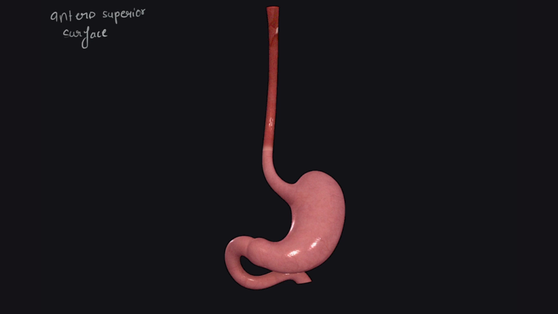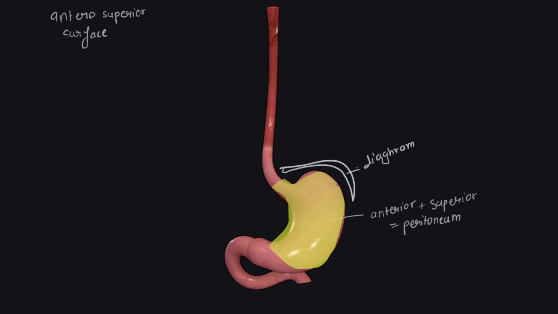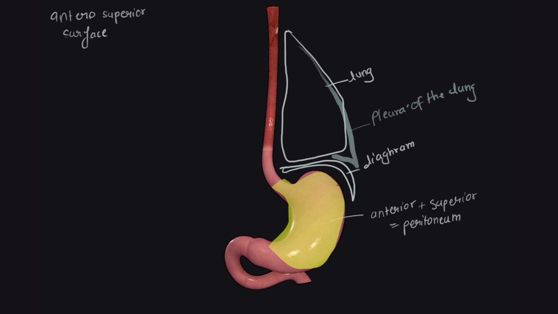Now let us take a look at the anterosuperior surface of the stomach. Anterosuperiorly, the first structure that we can see that covers most of the anterosuperior side of the stomach is the peritoneum. Then we have superiorly the diaphragm. The diaphragm acts as an obstruction and prevents the lungs and the pleura of the lungs from touching the superior and the anterosuperior surface of the stomach.